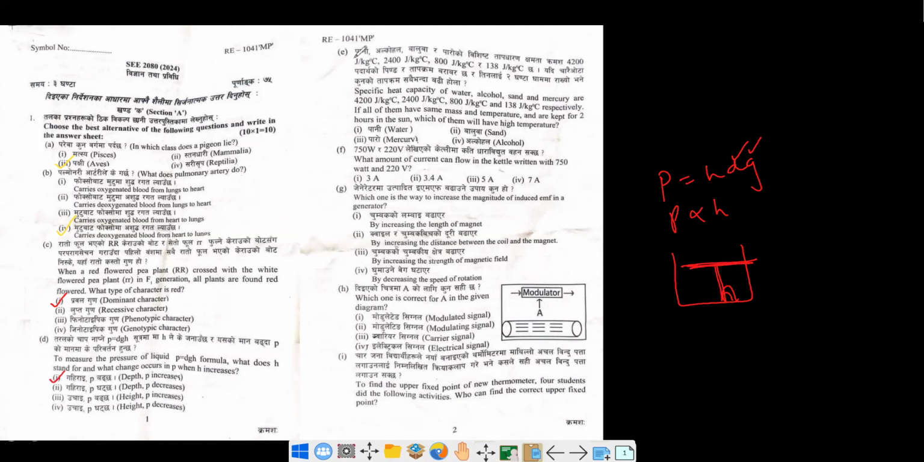So here पानी, अल्कोहल, बालुवा विशिष्ट ताप धारण क्षमता दिएको छ. Okay, specific heat capacity of the water, alcohol, sand and mercury are given. So based on this, what we have to figure out is, if all of them have the same mass and temperature and they are kept 2 hours in the sun, which of them will have the highest temperature?